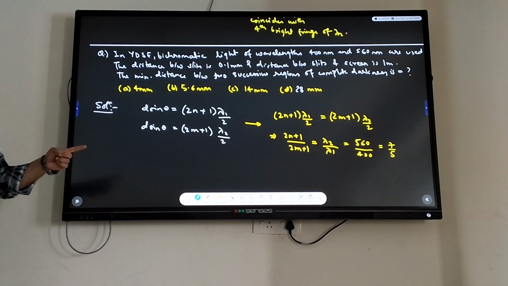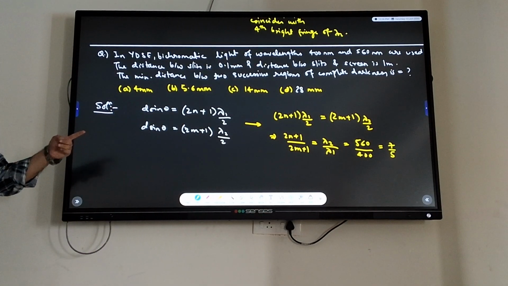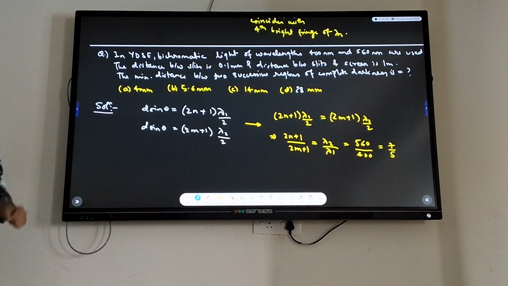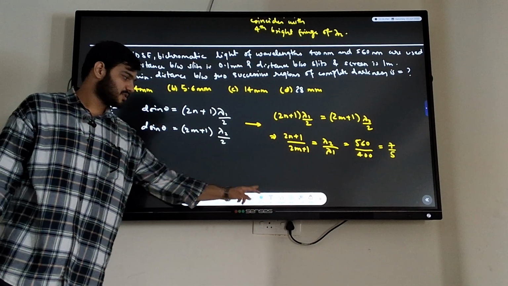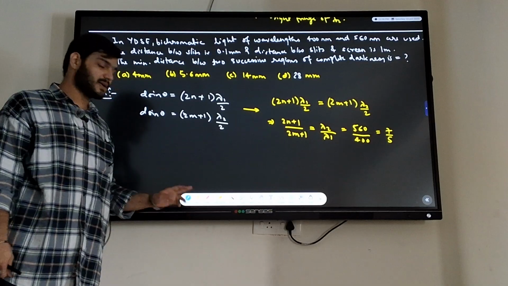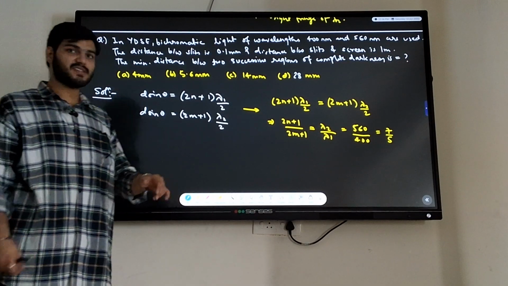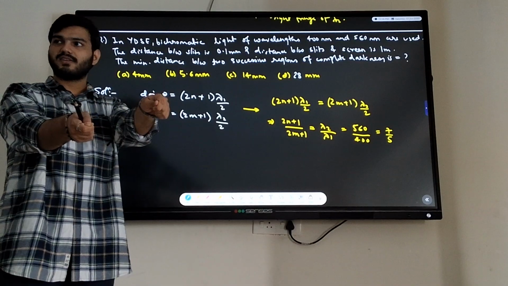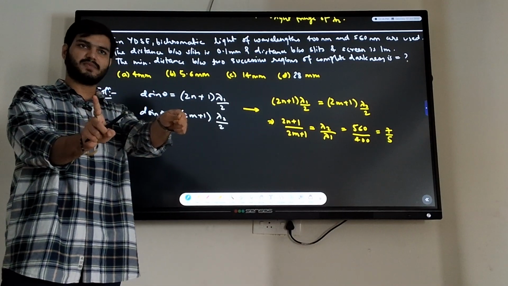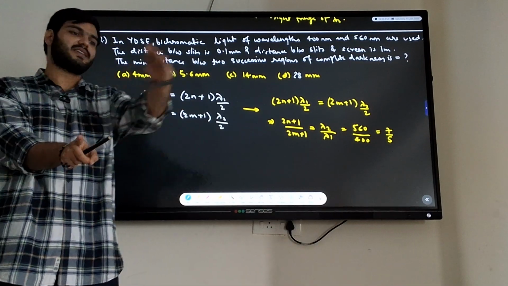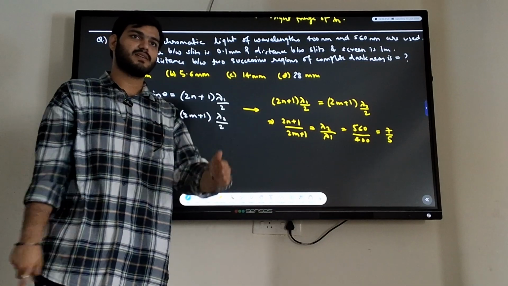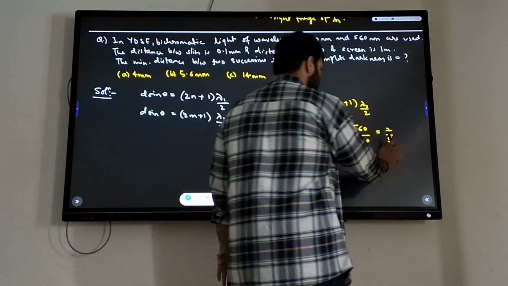And it need not be that solution. I can't directly say 2n plus 1 equal to 7. There are infinite solutions, yes? But all of those solutions correspond to complete darkness. That is what I am saying right now. And they are asking to find the distance between 2 complete darkness. So at least I have to find the first minimum possible point and just the next second point. So I have to take into consideration all the possible values.